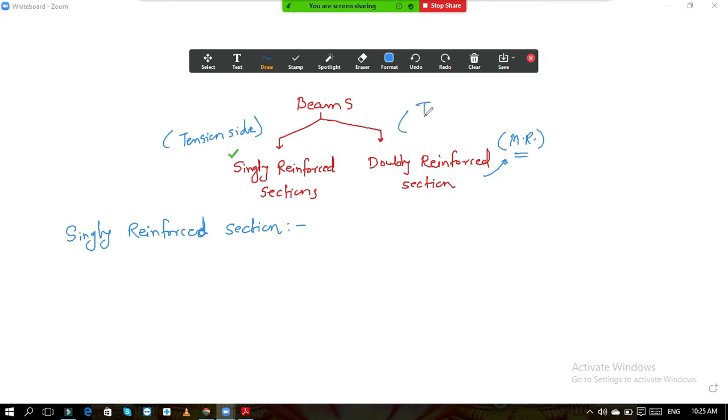Here, if reinforcement is provided on both sides, tension plus compression, then it is called a doubly reinforced section.